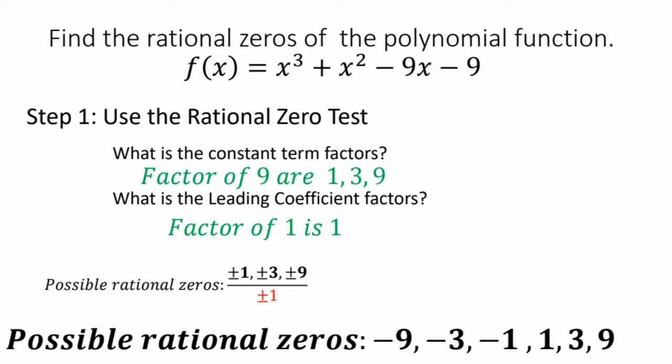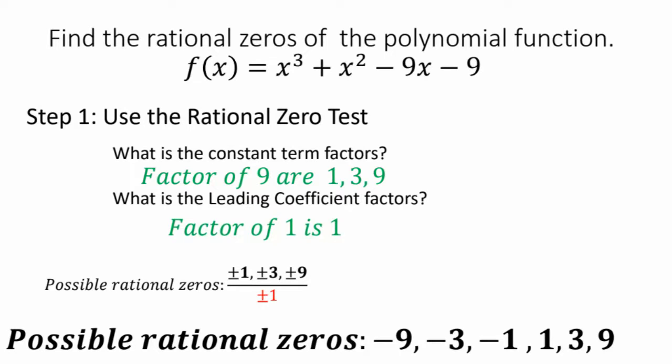So as an example, this function x cubed plus x squared minus 9x minus 9, my constant is a 9. Now, I'm only interested in the value because by using the test, I'm going to look at all possibilities, the plus or the minus factors of it. So it doesn't matter that it was a negative or a positive. I'm just interested in the value. So 9. So the factors of 9 are 1 and 3 and 9.